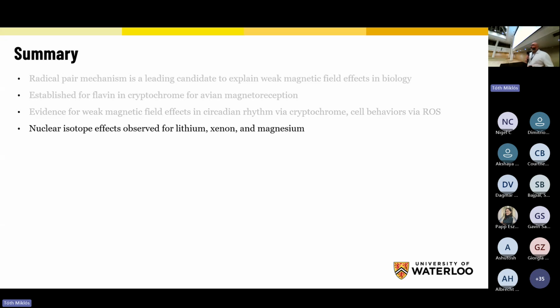Nuclear isotope effects have been observed for things like lithium, xenon, and magnesium, but there are other key isotopes in biology that I think are worth exploring. One is zinc. Zinc also has this same formation of heavy, moderate, and light, where the moderate isotope has a nuclear spin and the other two have zero nuclear spin. Same goes for calcium. So these are other areas that people could be exploring, looking for potential nuclear isotope effects.